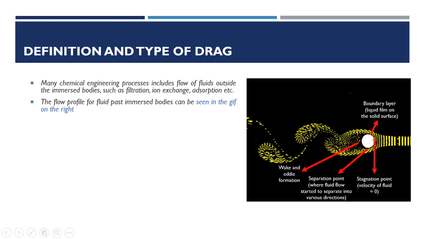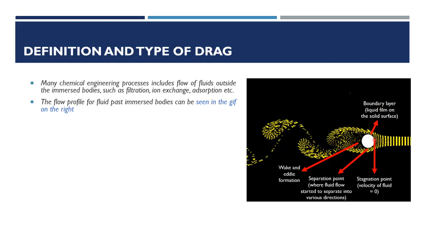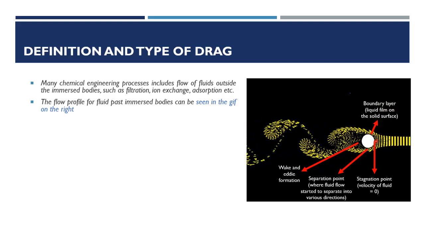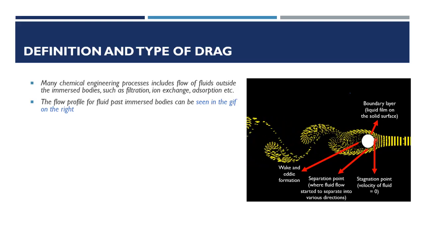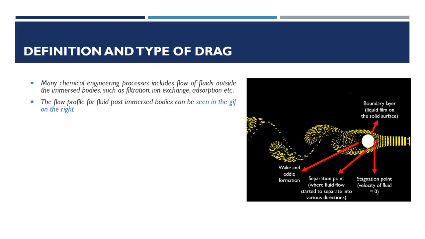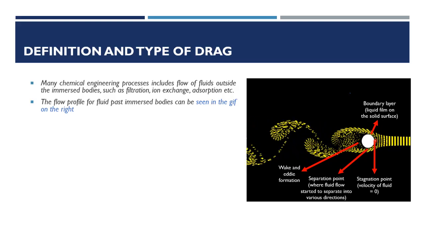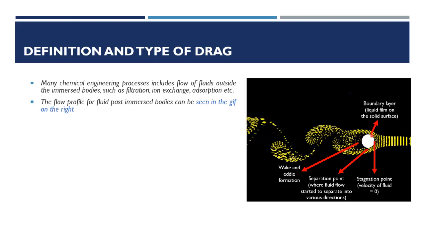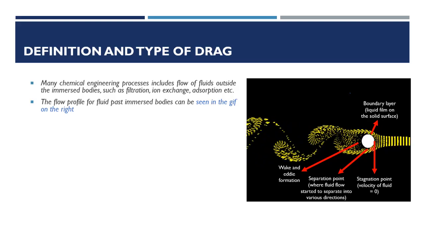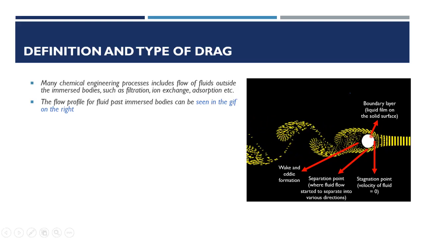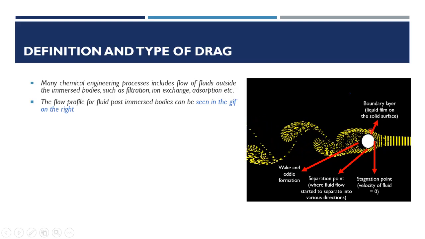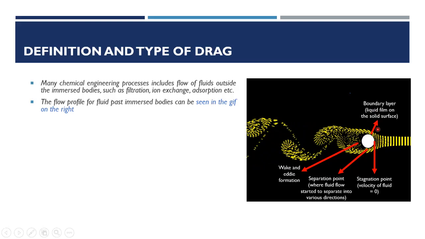When the fluid first meets the particles, it will have a stagnation point at this exact point, at the rear side of the particles. And then it will go up and also go down, following the shape of the immersed bodies. Then it will have a boundary layer, or a liquid film on the solid surface.